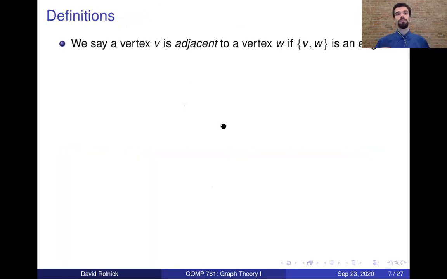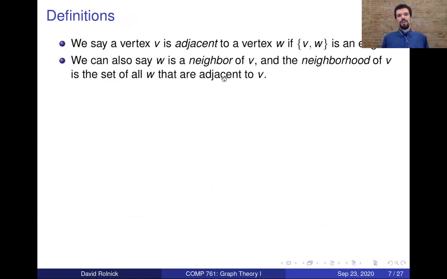Good question. Okay, so some more definitions. We say a vertex V is adjacent to a vertex W if VW is an edge. That's just another way of saying that there is an edge between V and W. They're adjacent. We can also use the word neighbor and so to say that W is a neighbor of V. And you can talk about the neighborhood of V to be the set of all W that are adjacent to V.